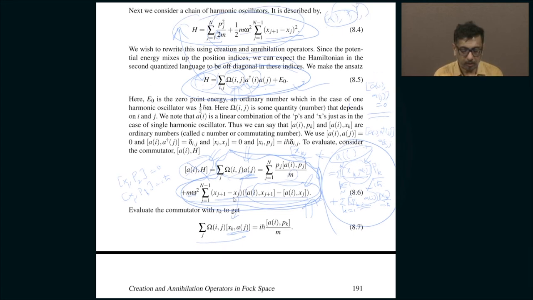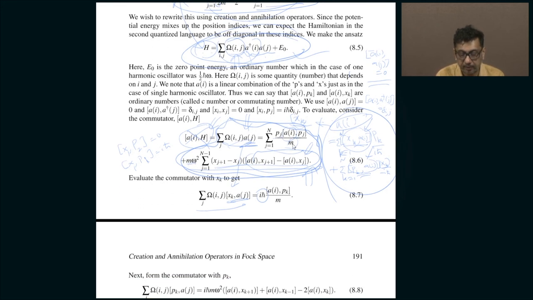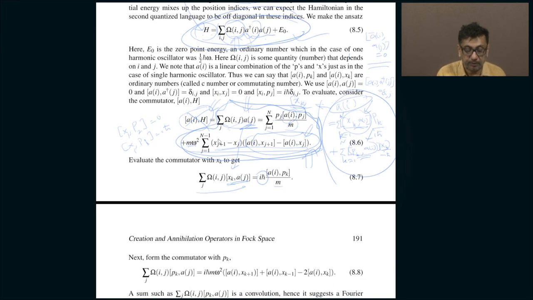So, what about this one? This one will not become 0, because the commutator of x_k and p_j is 0 unless j equals k. If j equals k, then it becomes the commutator of x_k and p_k. What is that? It is i h bar. So what will survive is the commutator of a_i and p_k, because j has become equal to k now. So you will get the commutator of a_i and p_k into i h bar divided by m. So that is one equation, if you decide to do the x_k commutator. After doing that, we got this.